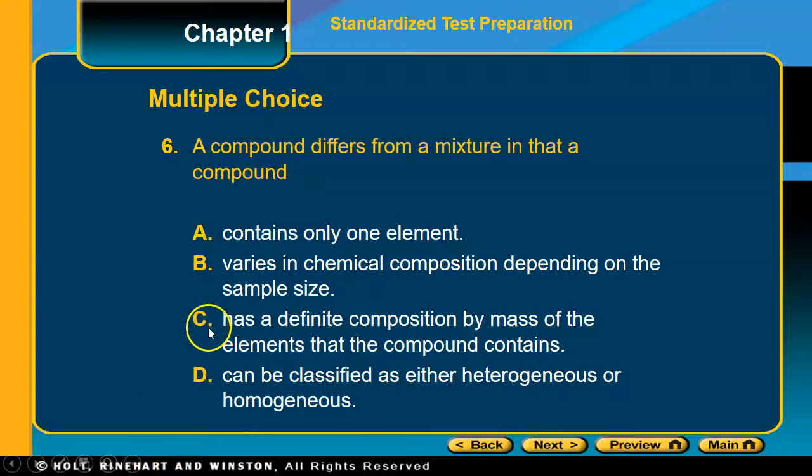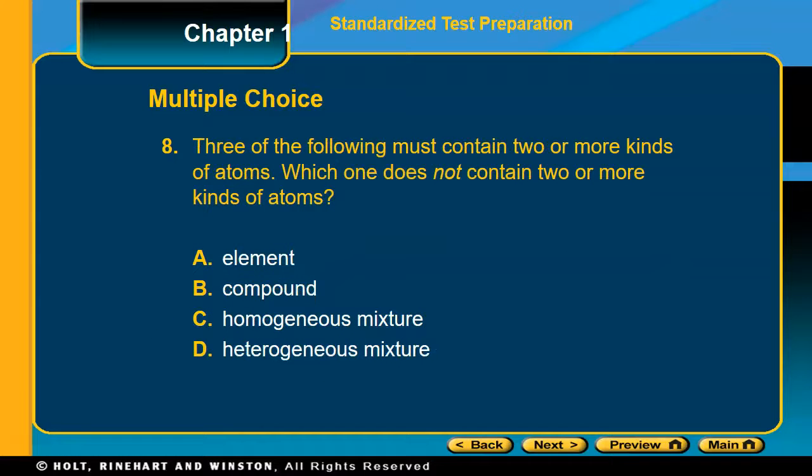So here's another question. A compound differs from a mixture in that... and then we have another one. Three of the following must contain two or more kinds of atoms. Which one does not contain two or more kinds?